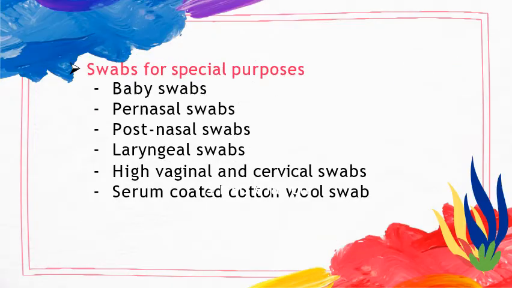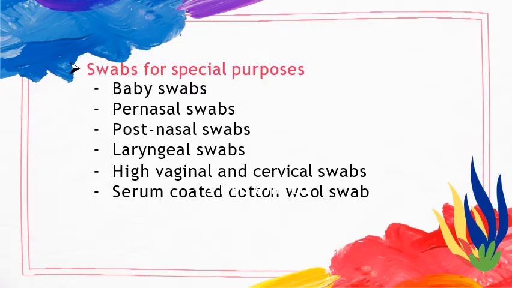So we have here your swabs for special purposes. We have your baby swabs that are designed for collecting specimens from your infants or small orifices. Your pernasal swab is used to collect specimen in your nasopharynx that is used widely during COVID-19. Your post-nasal swab is your posterior nasopharynx.